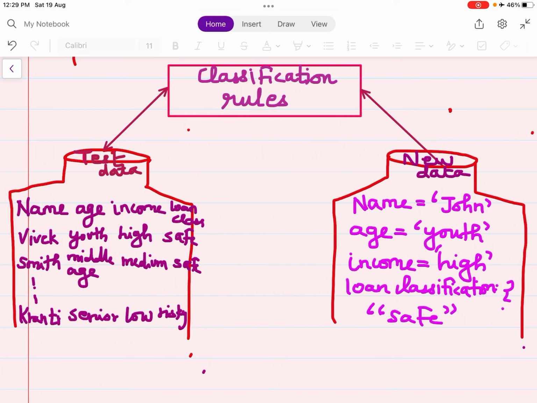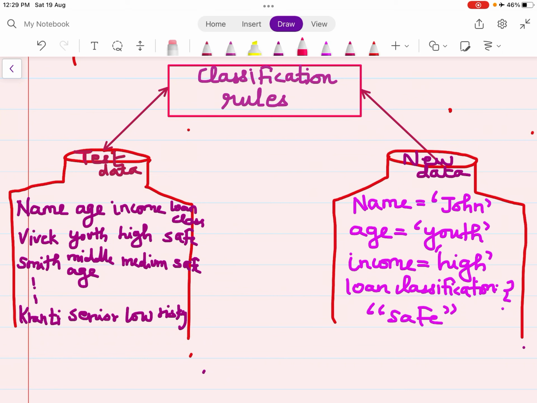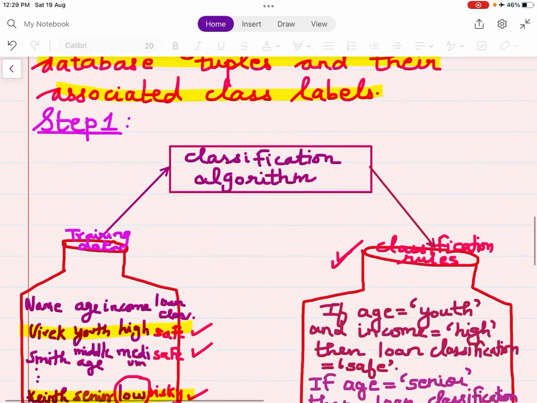Now what are they saying? Name is John, age is he is a youth, income is high, then loan classification will be what? So according to this, loan classification should be safe. So if the test data is satisfying the accuracy of the classification rules, so the classification rules are accurate, then a new data will be formed in the name of John. Okay. So what do we understand?